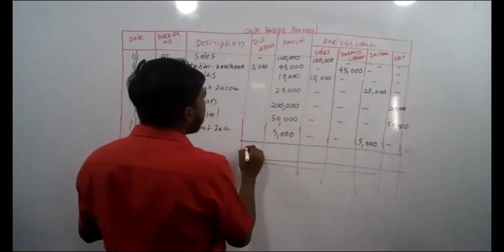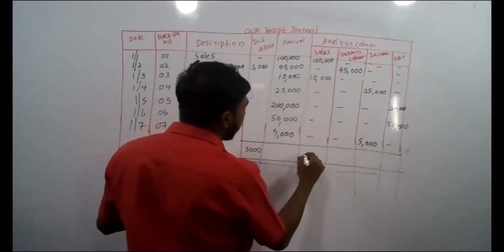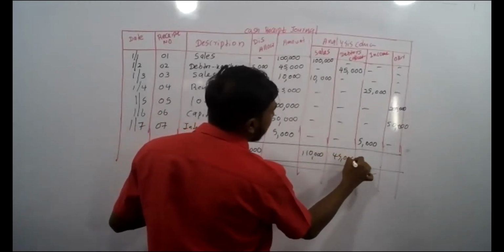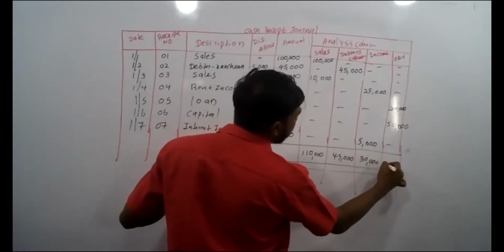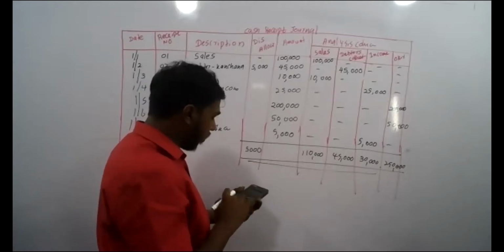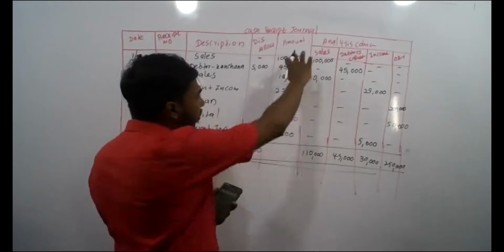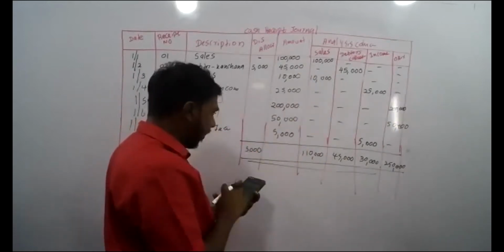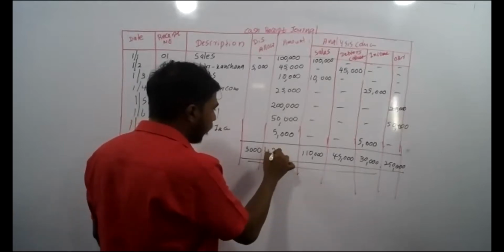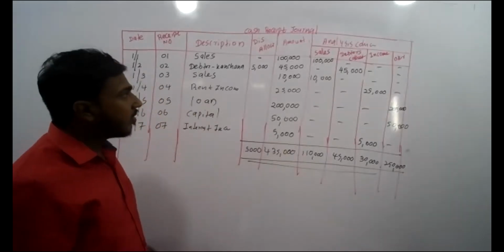Discount allowed total is 5,000. Sales total is 110,000. This is 45,000. Then this is 30,000. This is 250,000. Then you can take the total to here also. How much is the total? This total or this total, whatever. Horizontal total you can take or the vertical total, doesn't matter. This should be 435. Clear? This is how it comes.